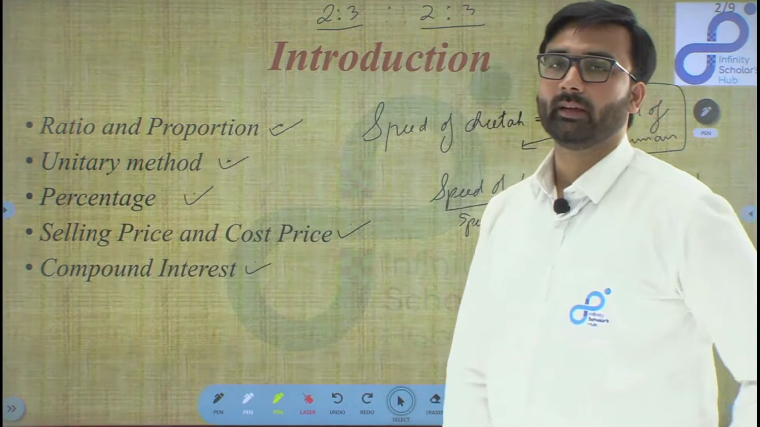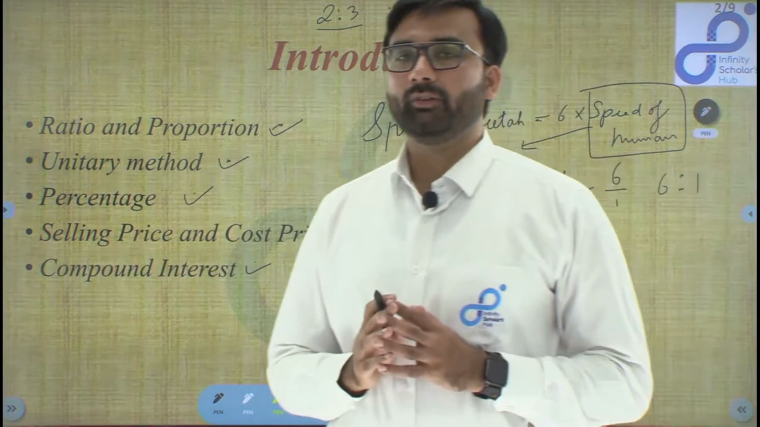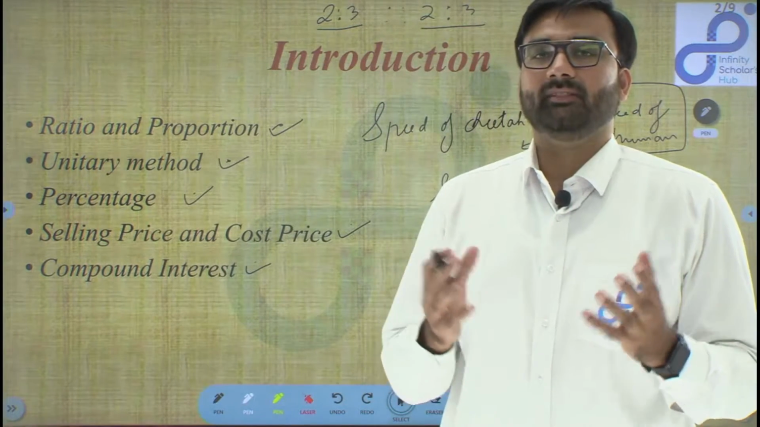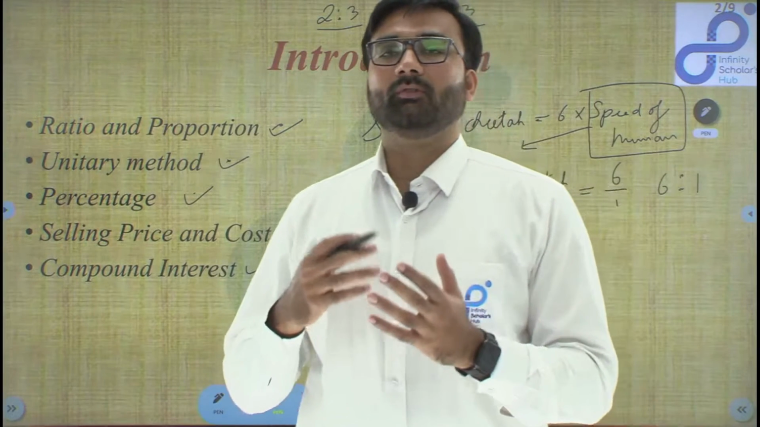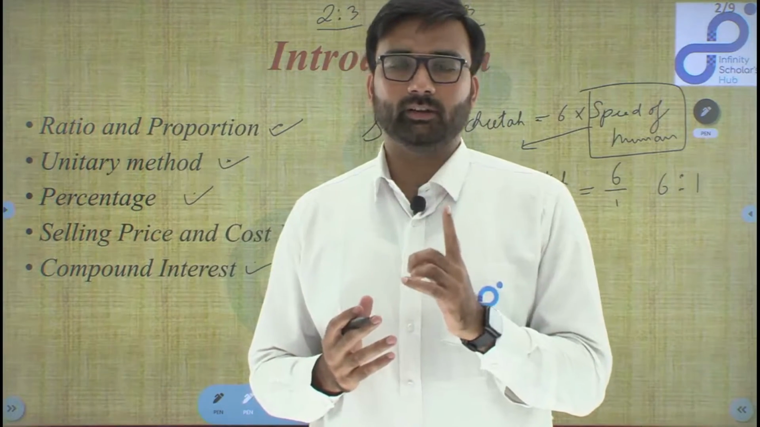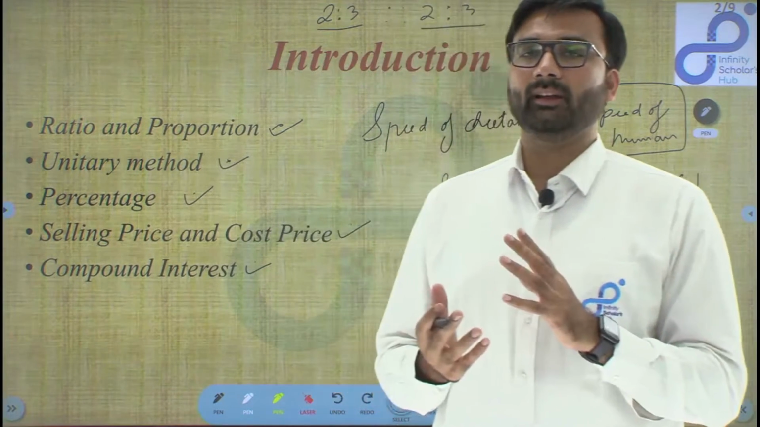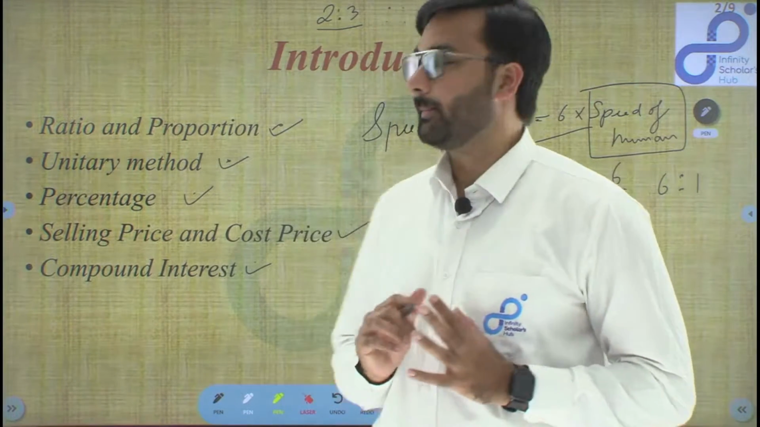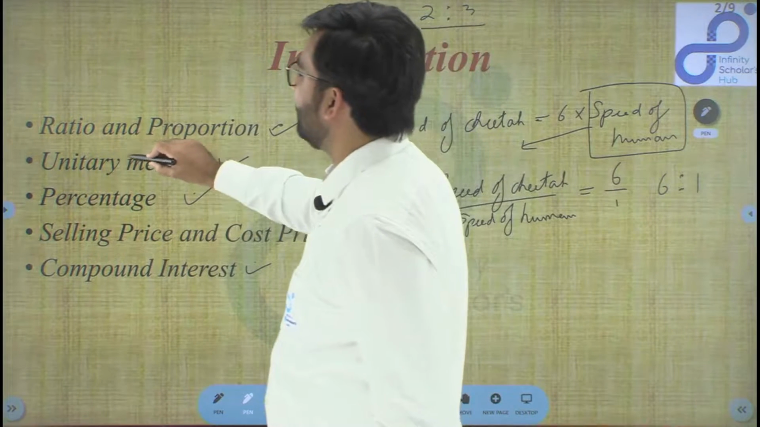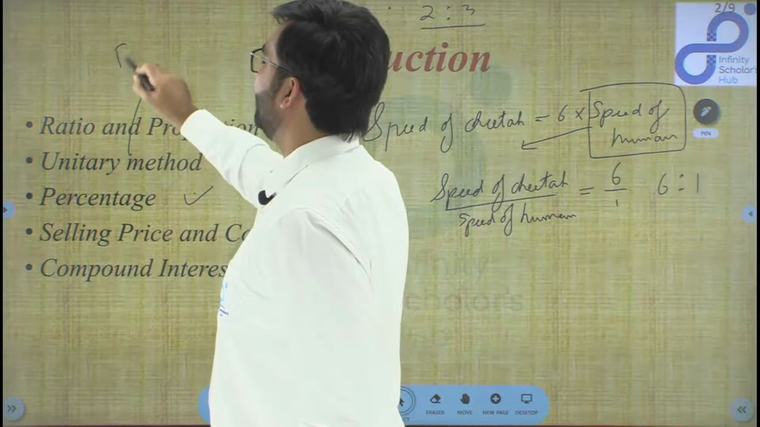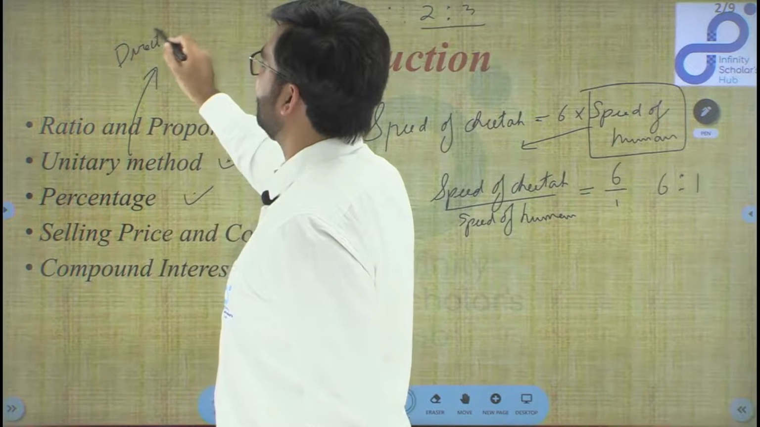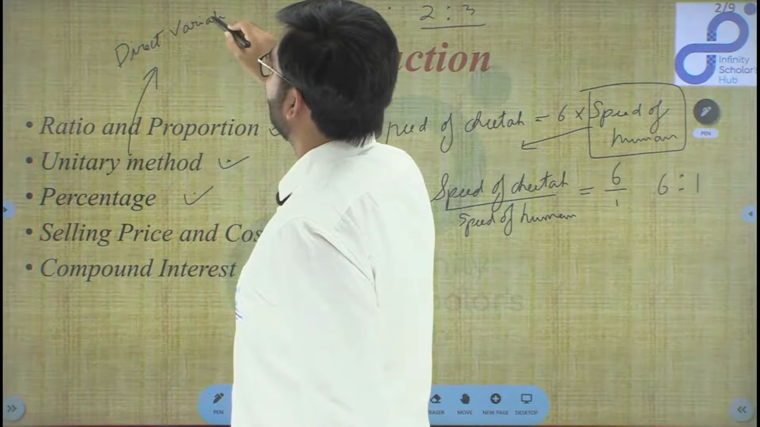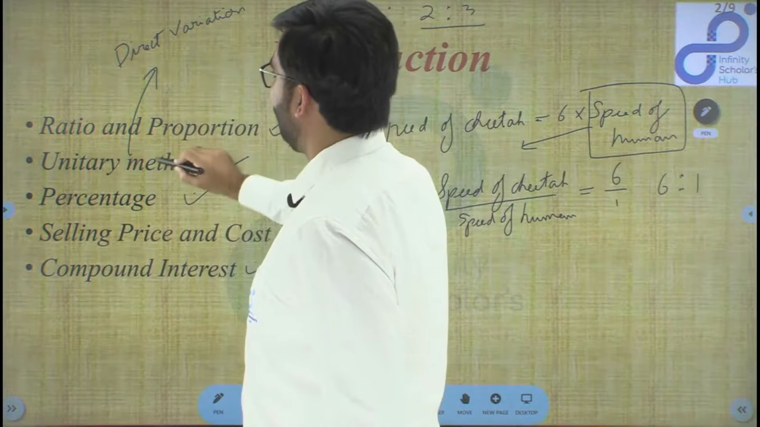Talking about the unitary method, in the unitary method what do we do? We find the price. Let's say you are finding out the price of one quantity, and depending upon that, the price of n number of quantities can be found out. So when we talk about the unitary method, there are two things which come into play. One is direct variation, and the other one is inverse variation.